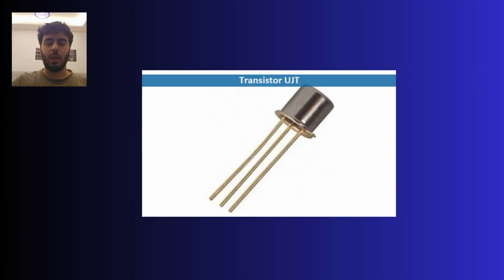So in conclusion, a UJT is a three-terminal device used primarily in triggering, timing, and oscillator circuits. It has a single p-n junction and is known for its simplicity and reliability.